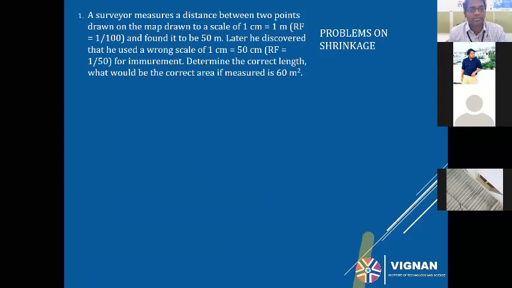So you have a question there, something like: a surveyor measures a distance between 2 points drawn on a map, drawn to a scale of 1 centimeter equal to 1 meter. The representative factor is given as 1 by 100, right? And it is found to be 50 meters. 1 centimeter, 1 meter, they said 1 by 100, and 50 meters. Later he discovered that he is using a wrong scale: 1 centimeter equal to 50 centimeters.